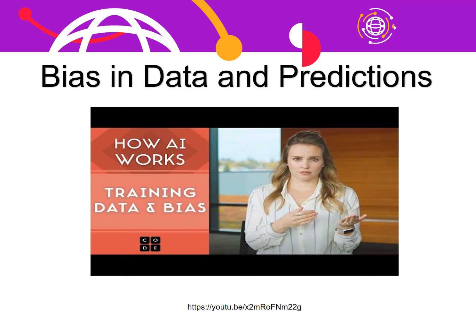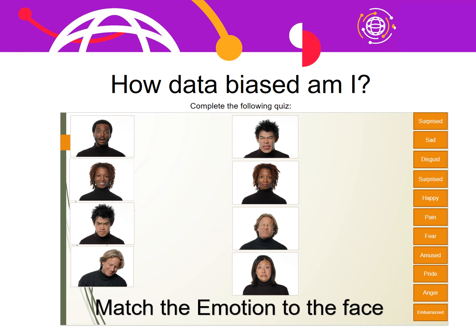For the final part of this lesson, we're going to think about bias in the data and the predictions that artificial intelligence makes. We're starting this by watching a small video. Please watch this video and think about bias and data as you're watching it. To think about bias and data, I want you to think about these different facial expressions. Find this page in your workbook and drag one of the key expressions and emotion to the different faces.